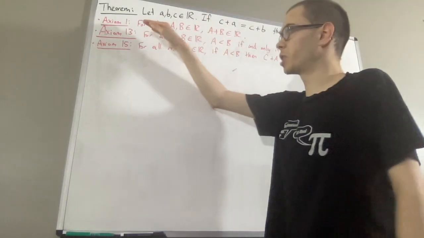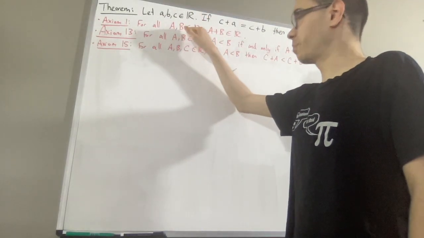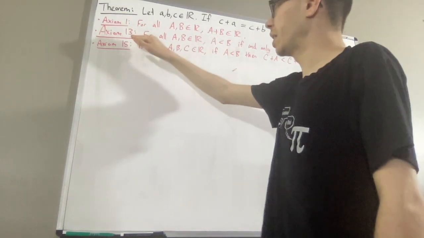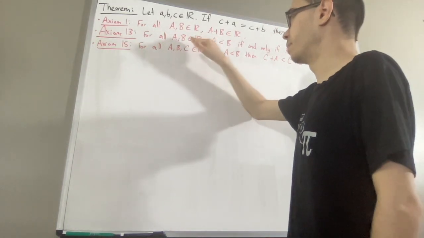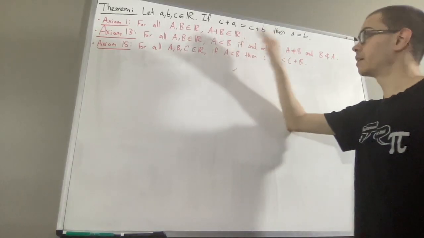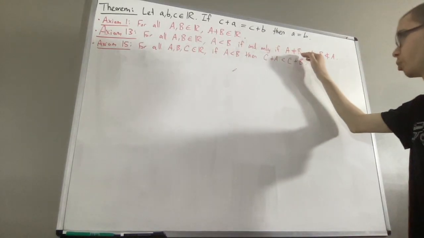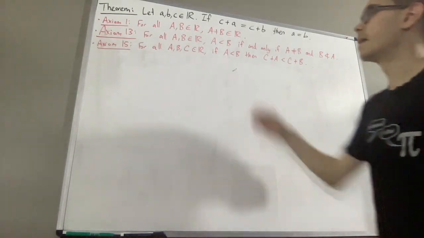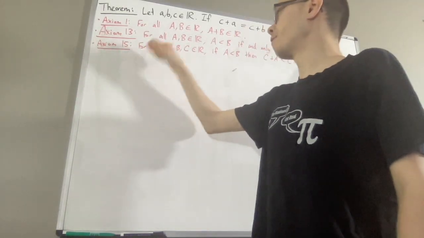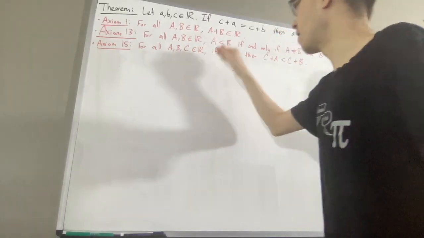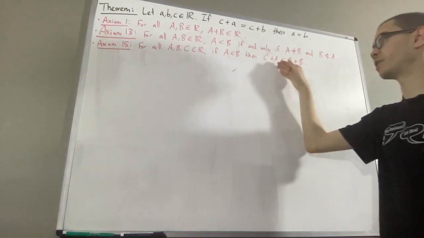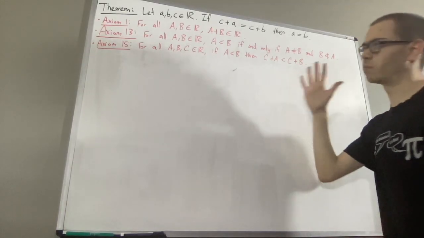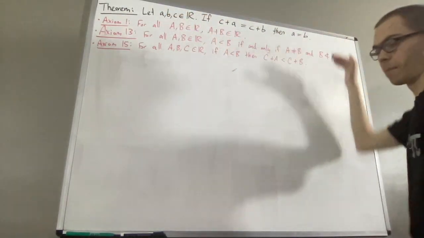We have axiom 1, which tells us for all real numbers a and b, a plus b is a real number. We have axiom 13, which tells us for all real numbers a and b, a is less than b if and only if a is not equal to b and b is not less than a. And axiom 15, which tells us for all real numbers a, b, and c, if a is less than b, then c plus a is less than c plus b. Okay, so now let's get into proving this theorem.